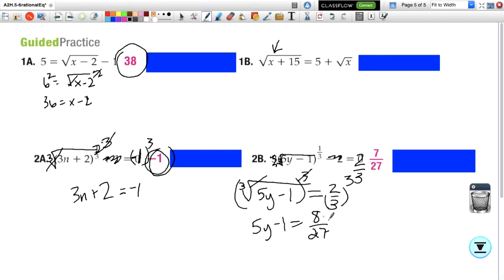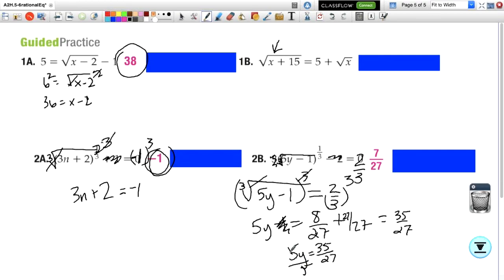So now I'm going to add 1, okay? And this is where we do need to create an improper fraction. So when I add 1 here, I'm really adding a 27 over 27. They have to have like denominators, right, in order to add numerators. So 27 plus 8 is 35 27ths. So right now I currently have 5y equals 35 27ths. That's a mess because I know my last step is to divide by 5.